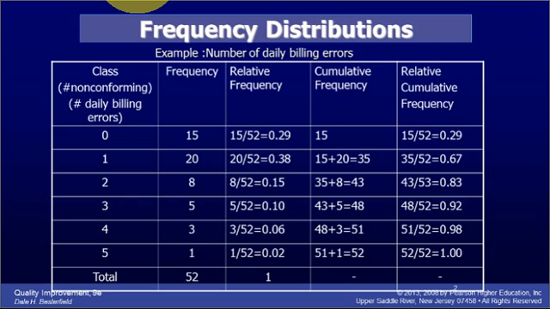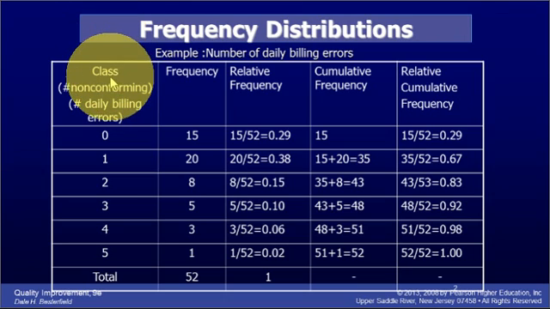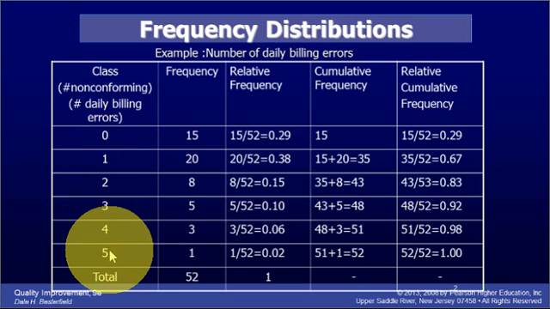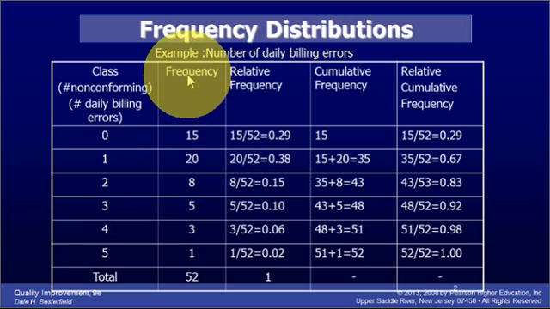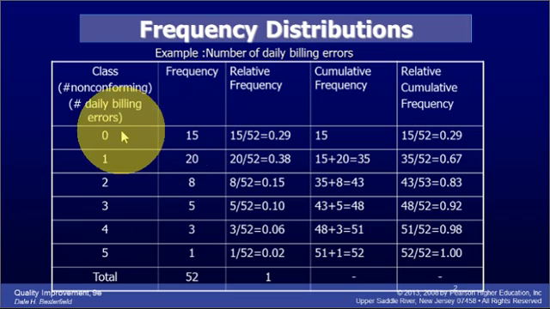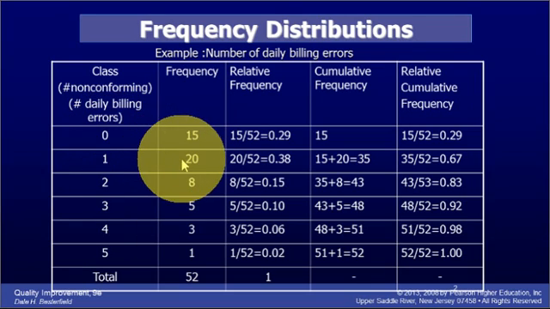Now let's go back to the example about number of daily billing errors. So we have already examined the first two columns. The first column stands for class. It's just another word for the number of non-conforming units, or in this case, the number of daily billing errors. So the number of daily billing errors could take 0, 1, 2, 3, 4, or 5. And the second column, frequency, records the number of days that is having this number of daily billing errors.